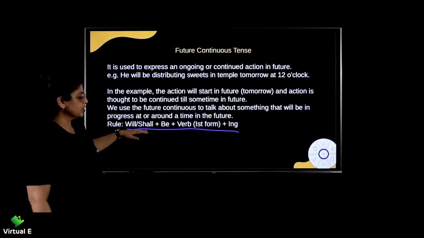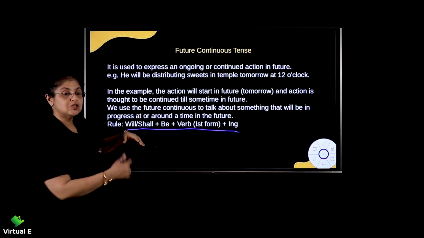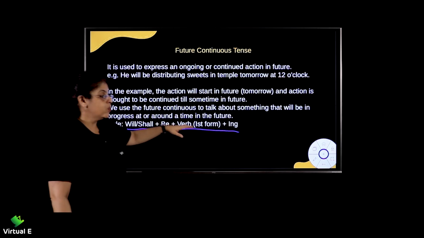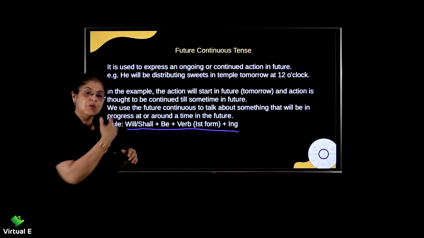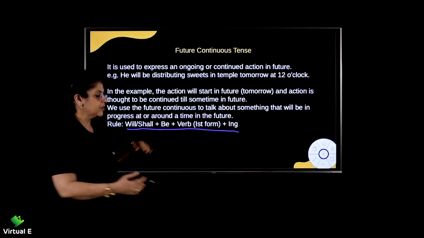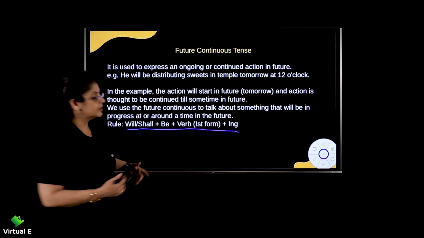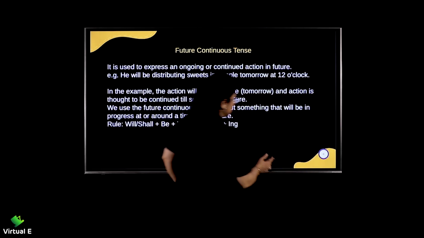Will or shall for the future, and then you have to use be, because you have to frame it accordingly: verb plus ing. Will be watching. Will be doing. Right? So this is how we will be forming the sentence.